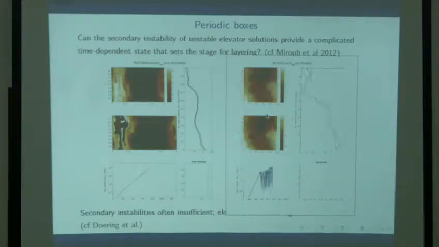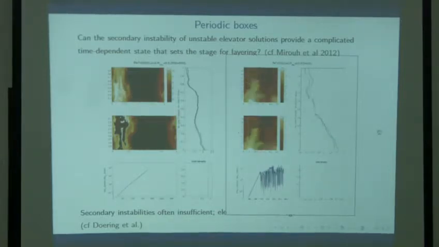Okay, so this is sort of reminiscent of something that I think Charlie is familiar with in regular thermal convection. So the secondary instabilities here, they either don't saturate the primary instability or they generate a state which doesn't look anything like what you get layers out of.